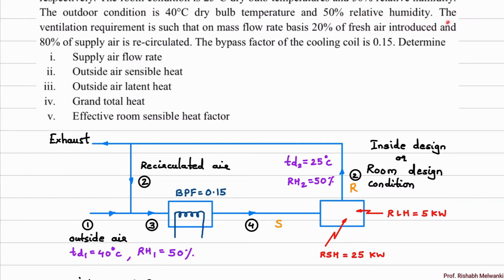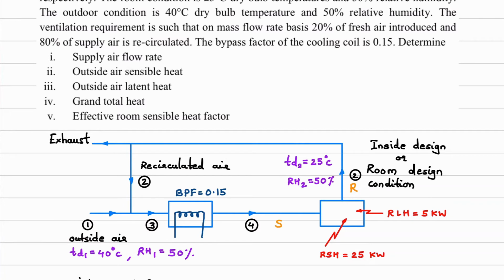Next, the ventilation requirement, ventilation meaning 0.1, is such that on mass flow rate basis, very important statement, here it is written mass flow rate basis, okay, not volume flow rate basis. So be careful when you are using this percentage. Okay, this is given for mass flow rate basis. The ventilation requirement is such that on mass flow rate basis, 20% of fresh air is introduced and 80% of supply air is recirculated, meaning outside air is 20% and recirculated air is 80%.